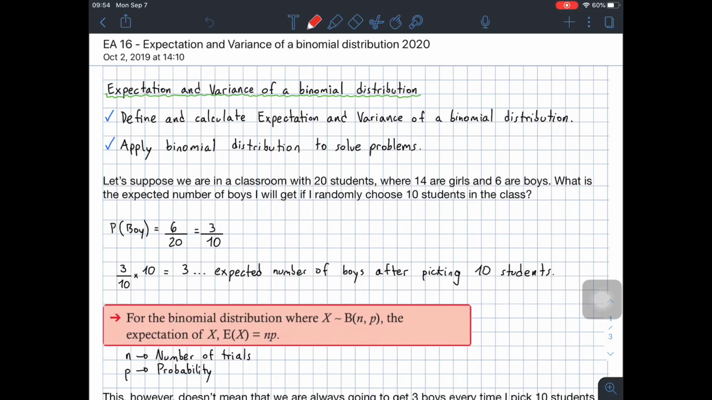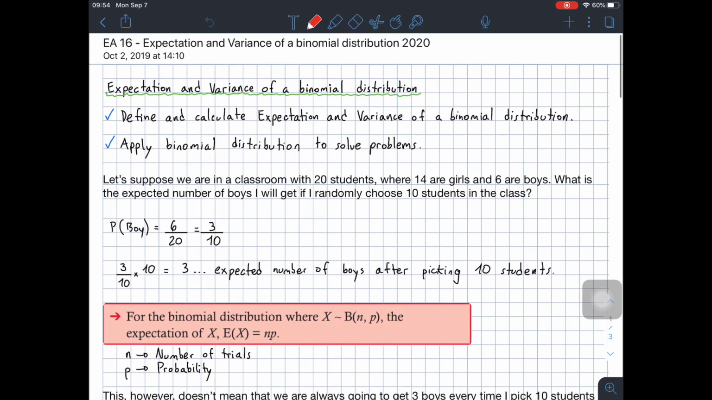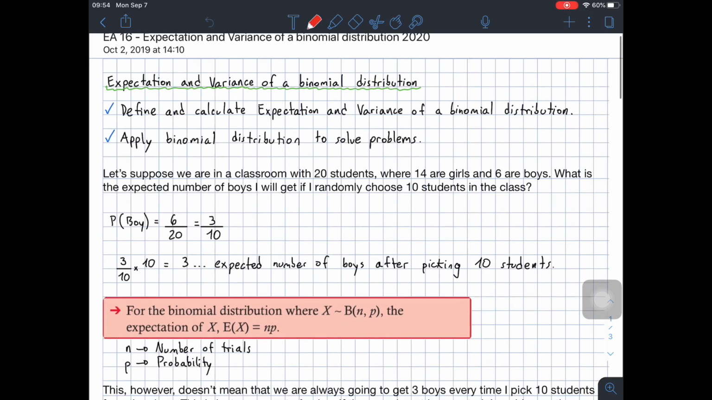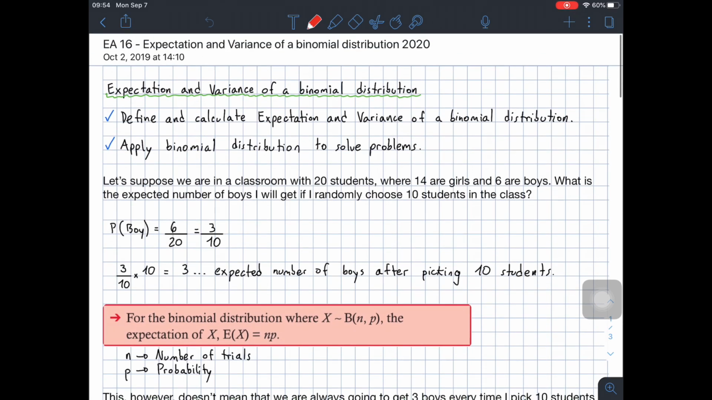Hello juniors, today we're going to see electronic assignment number 16, which is about expectation and variance of a binomial distribution. If you remember the concept of expectation from random variables, you will remember that it is the average value that I would expect to obtain when I repeat a specific experiment multiple times, right? So we're going to see that same concept, but now applied to binomial distribution. And we're going to see a new concept called variance, which is something that you already know from statistics.